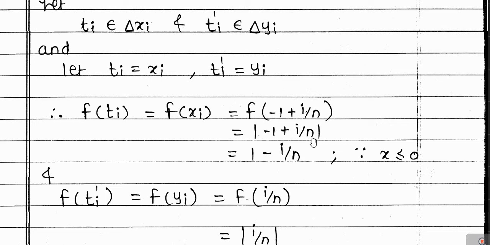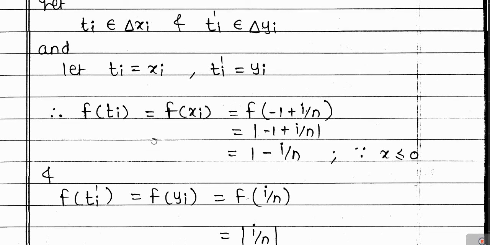This is equal to 1 minus i by n, because here x is less than or equal to 0, therefore mod of x is equal to minus x. As this quantity is negative, the modulus of this quantity is the negative of this quantity, which is minus of minus 1 plus i by n, which will be equal to 1 minus i by n. So this is f of Ti.